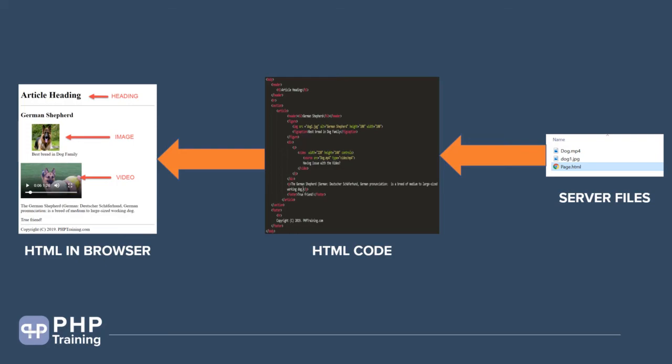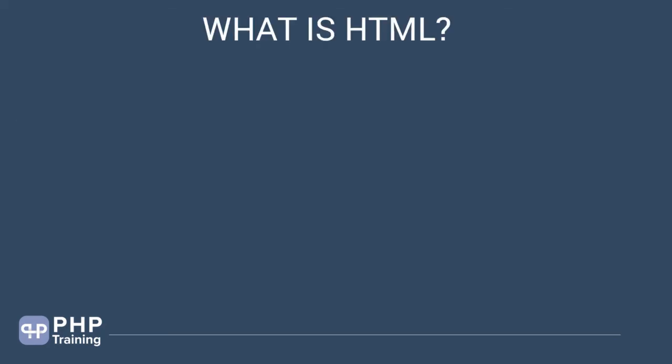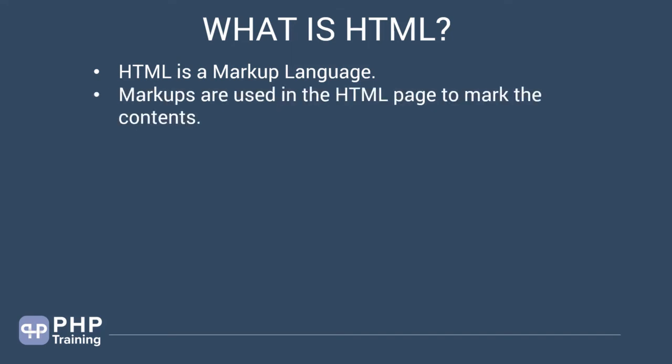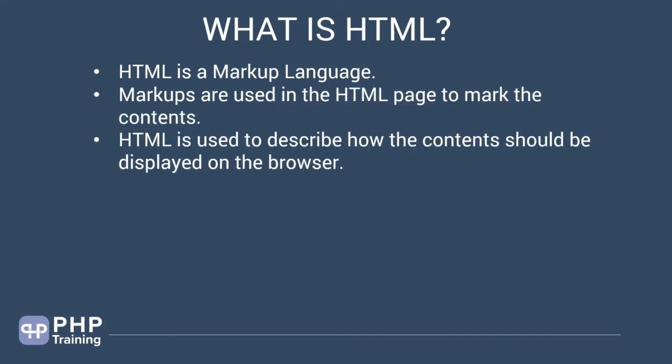Alright, let's do a quick summary of what HTML is. HTML is a markup language. You use markup to mark the content on the web page. HTML is used to describe how the content should be displayed on the browser. That's the purpose of HTML. It is an instruction to the browser to say, display the content like this. That's all HTML is about.